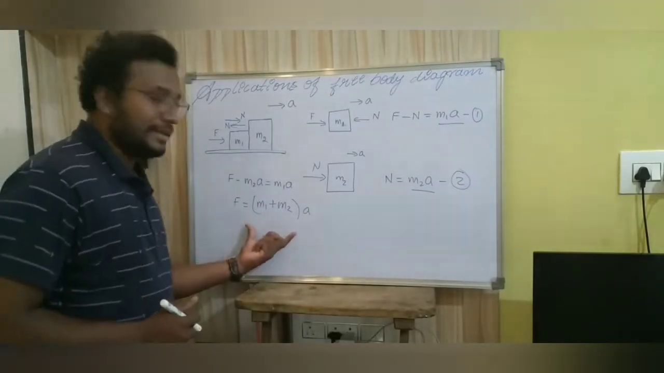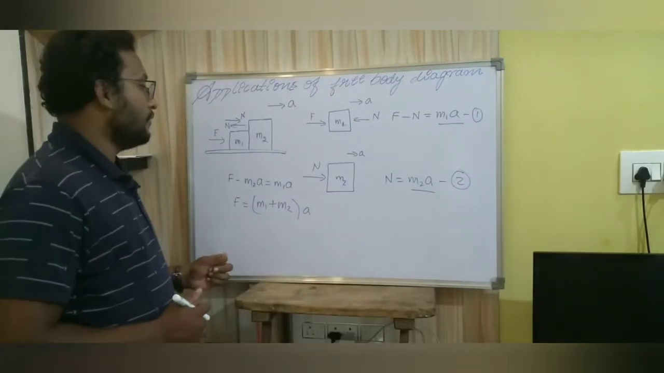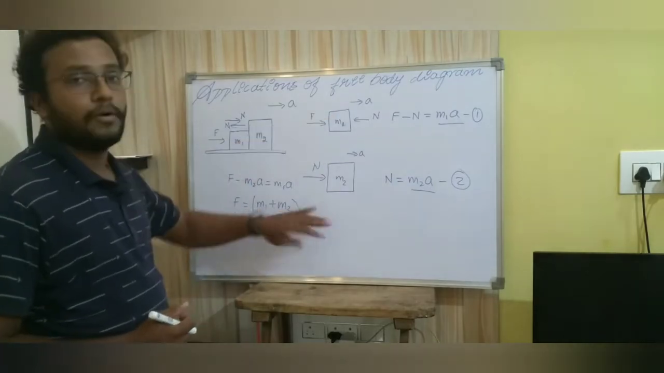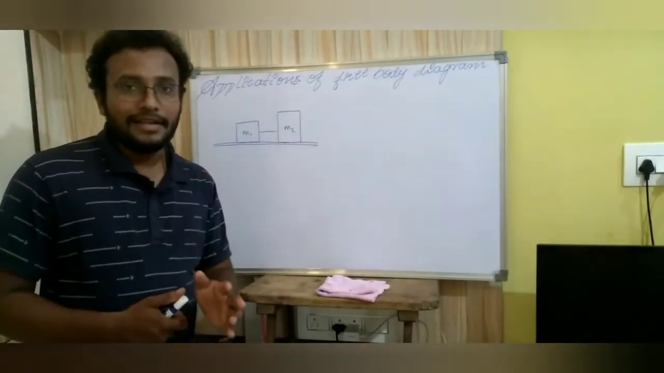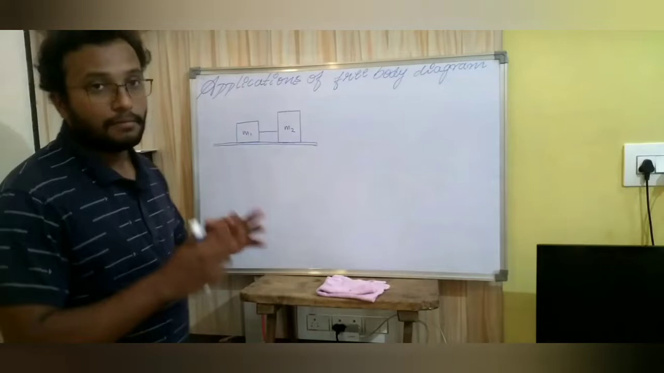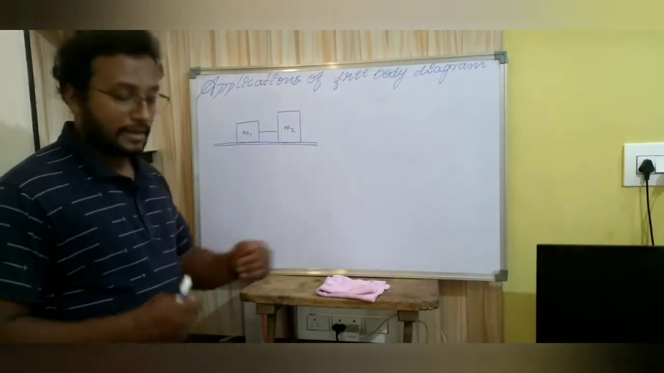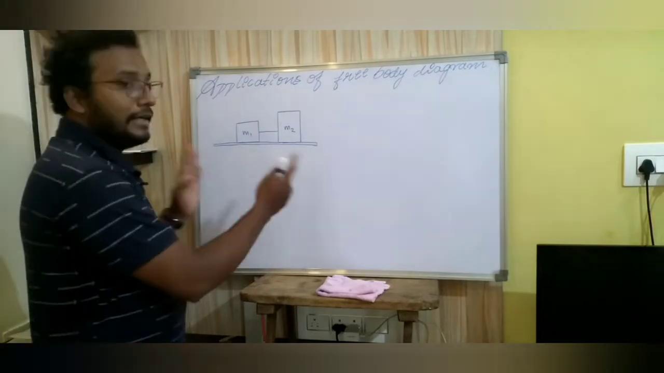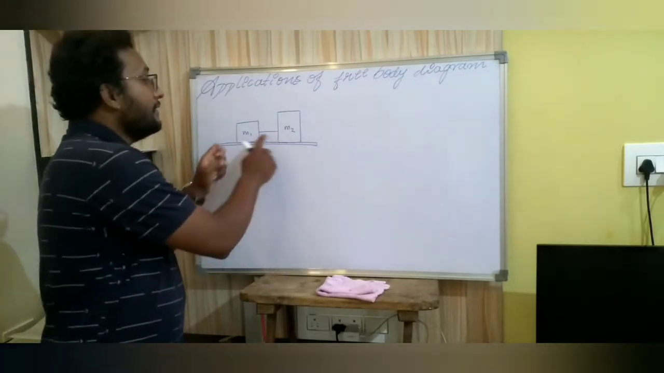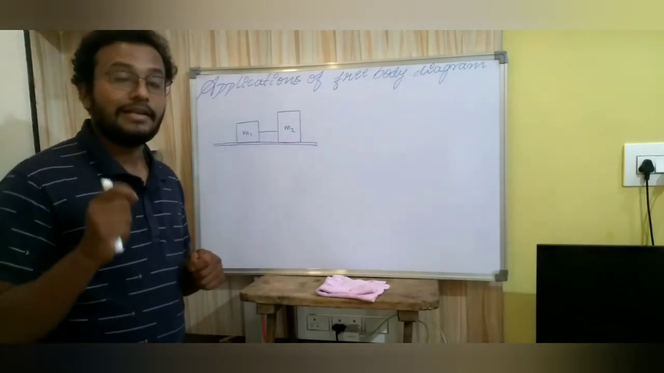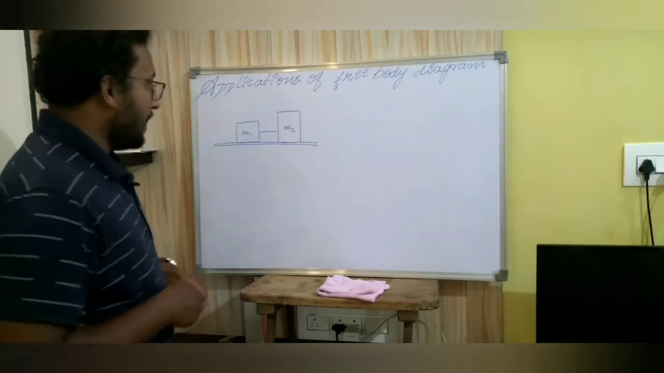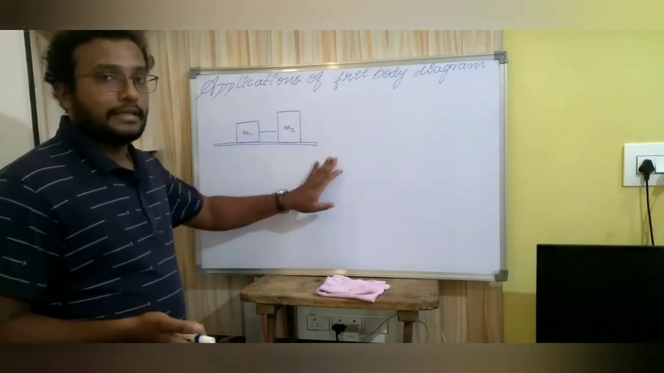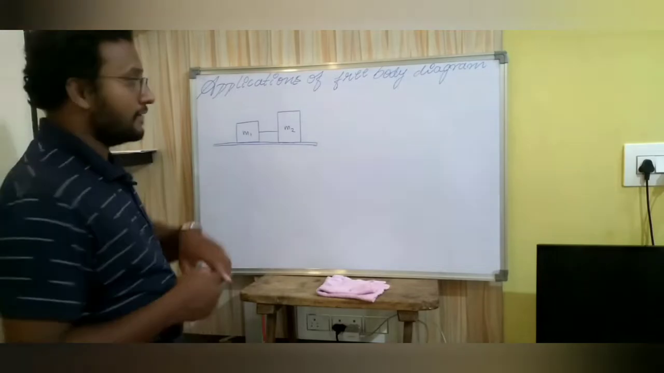So this is what the required equation which is obtained by using this free body. As a second example, I will be taking the same 2 blocks m1 and m2, but they are not in contact with each other. They are separated by a certain distance, and they are connected with a massless and inextensible string. And as usual, it is placed on the smooth frictionless surface.